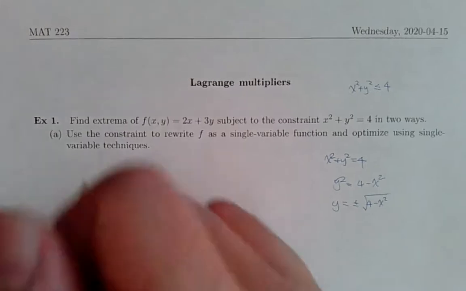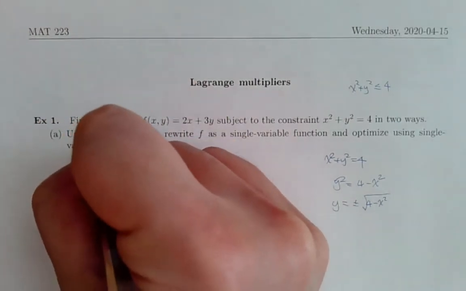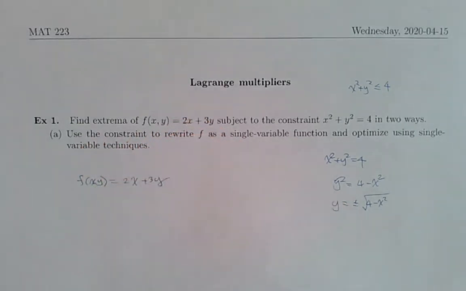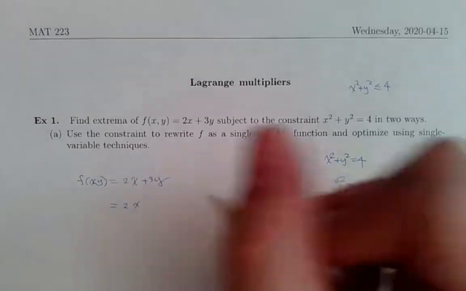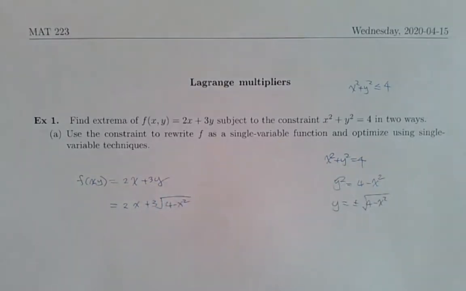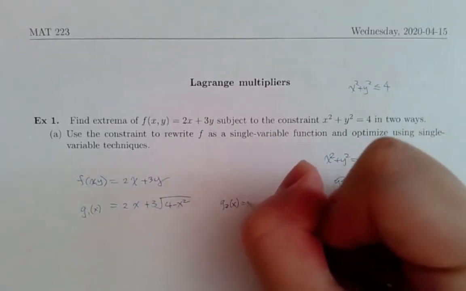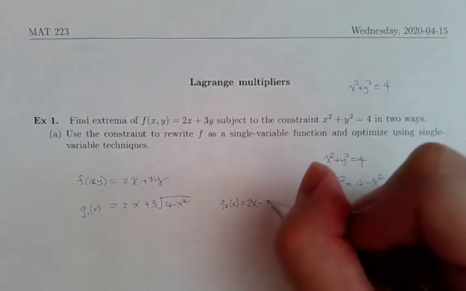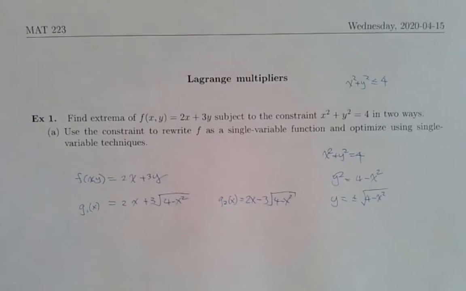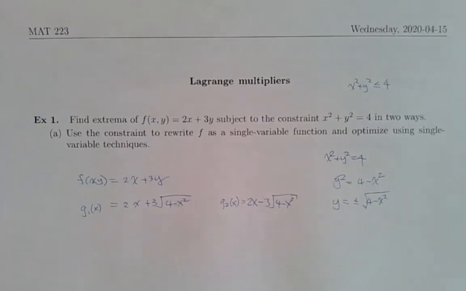Now let's work over here, and f of x comma y is equal to 2x plus 3y. Now I can substitute that in. So this is equal to 2x plus 3 times the square root of 4 minus x squared. Let me call this g1 of x. Or I might have g2 of x, which is 2x minus 3 times the square root of 4 minus x squared. So those are my two possible functions on the boundary. One is the top half, one is the bottom half.